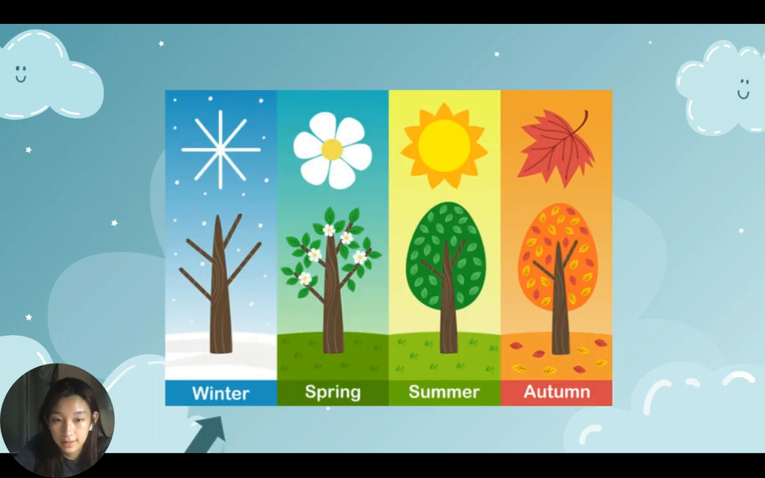The last season. We can see on my left hand side of the pictures there is one tree, and this is a bald tree because there are no leaves on the tree. Moreover, there is lots of snow on the ground, so we will say it is winter.